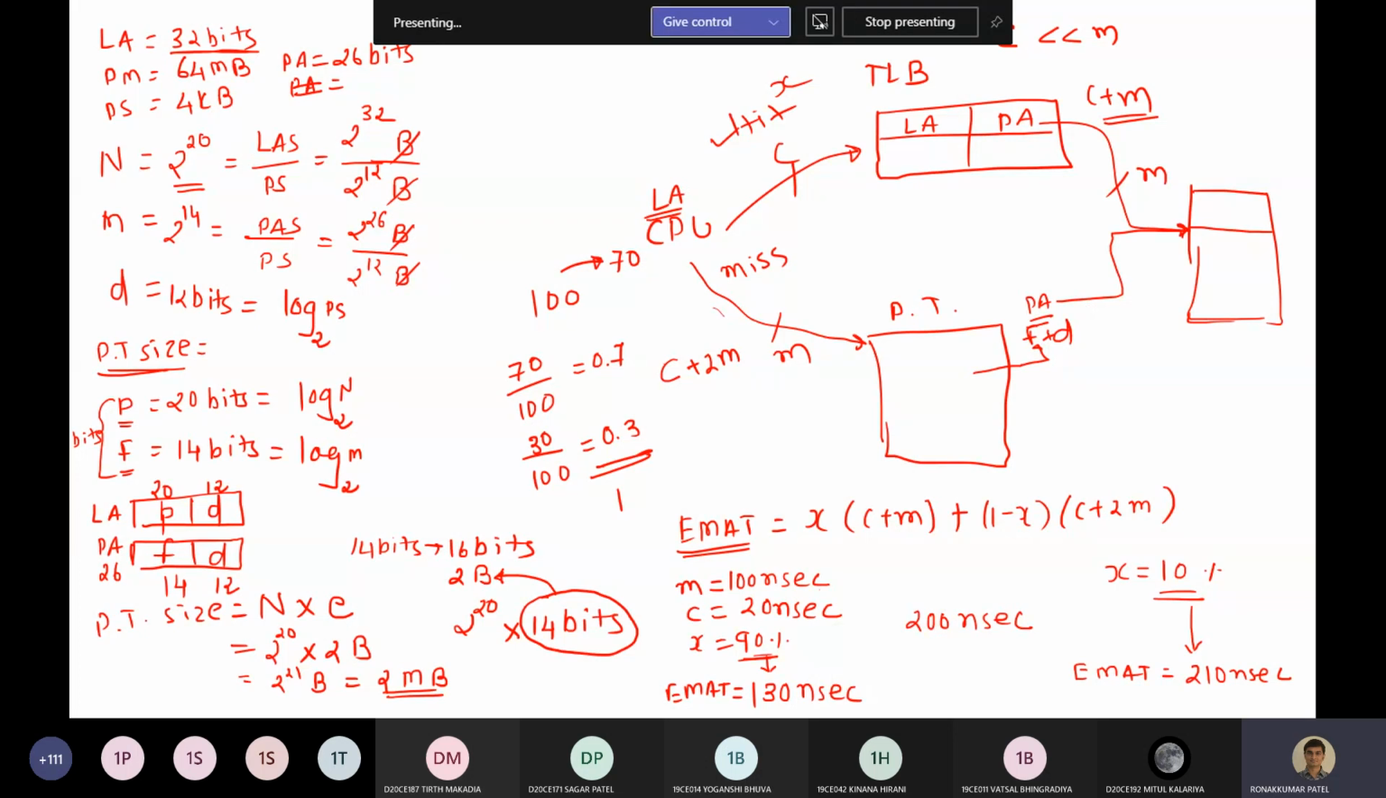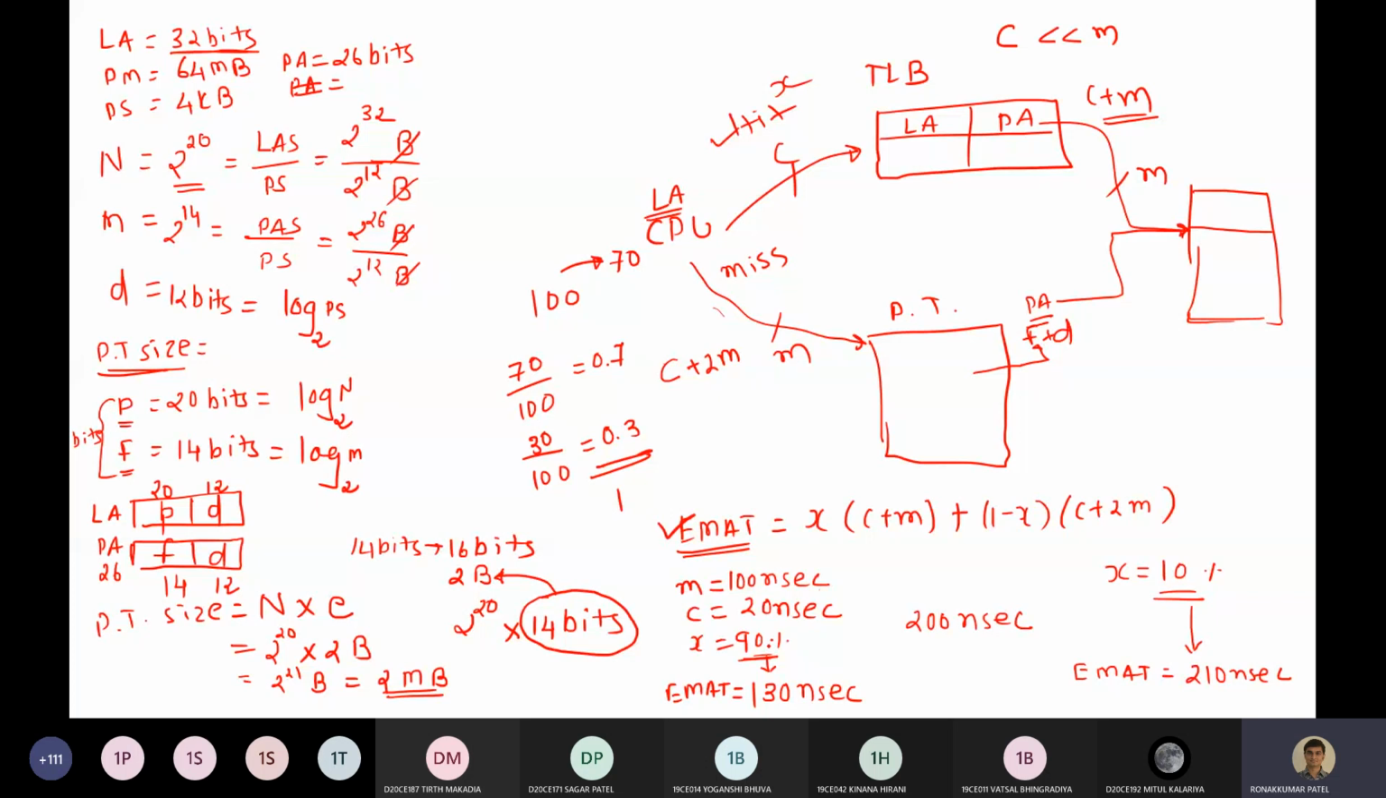Okay, so in the last lecture we have seen this example of paging, and then we have seen the effective memory access time to measure the performance. We have seen the translation lookaside buffer and how to find out this effective memory access time. So this equation we have derived, and then we have seen what is the impact of high hit ratio and low hit ratio, right?